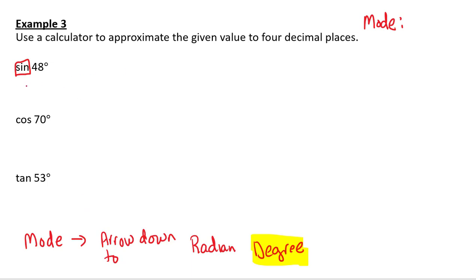All you have to do is press that sine button. That sine button is right to the right of the x to the -1 button. All you have to do is press sine 48 in your calculator. You don't even have to worry about a degree symbol. So I do sine 48. It says 4 decimal places. So 0.7431.